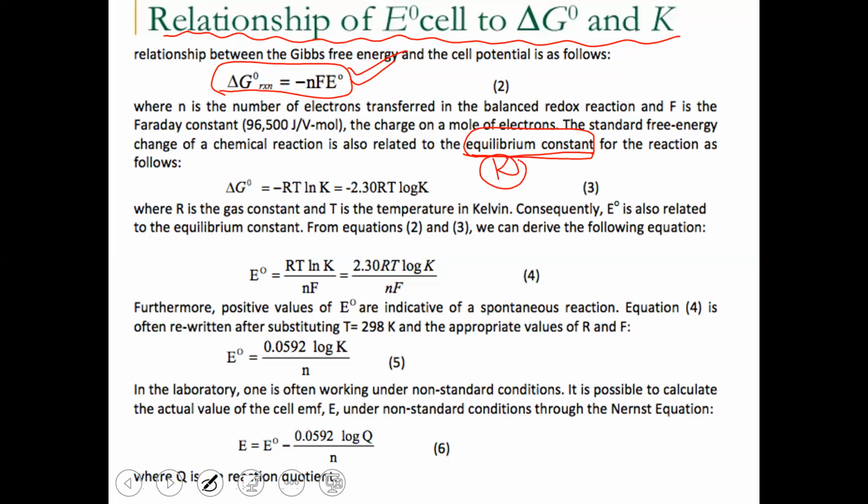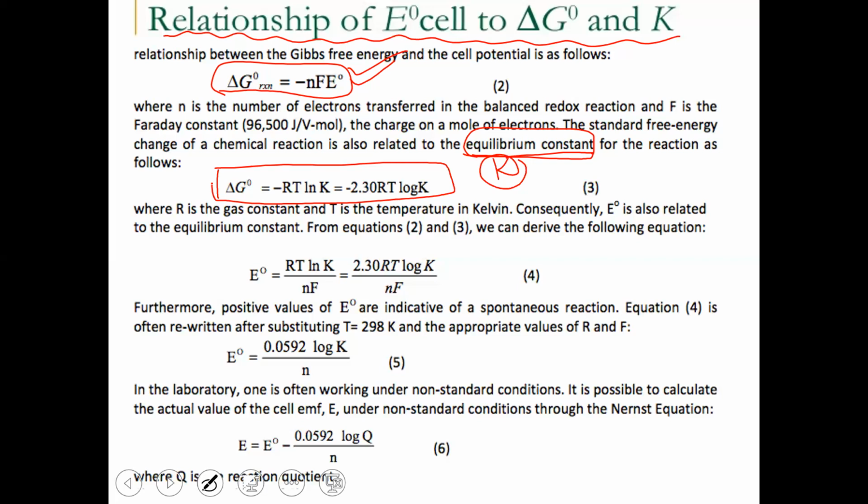The free energy change of a chemical reaction is also related to the equilibrium constant for the reaction. So this is the relationship between the free energy and equilibrium constant: delta G naught is equal to minus RT log K, which is equal to minus 2.303 RT log K.